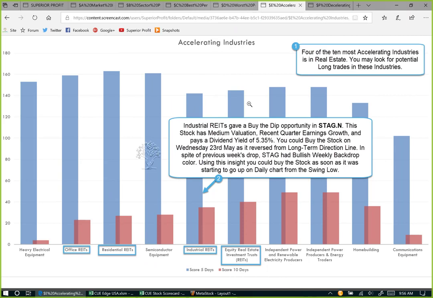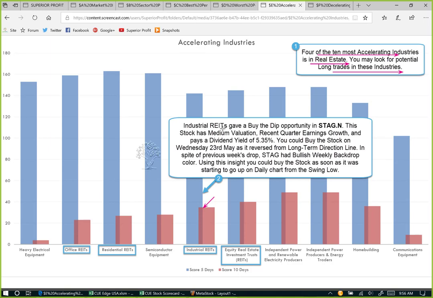We now move to the accelerating industries. We study not only the industries that are strong right now, but the ones that may be behind and starting to accelerate. They often end up being the best performers in subsequent weeks. We see here the scores over 5 days and scores over 10 days. For all of these industries, scores gained heavily, showing possible acceleration. Four of the 10 most accelerating industries is in real estate. You may look for potential long trades in this industry.